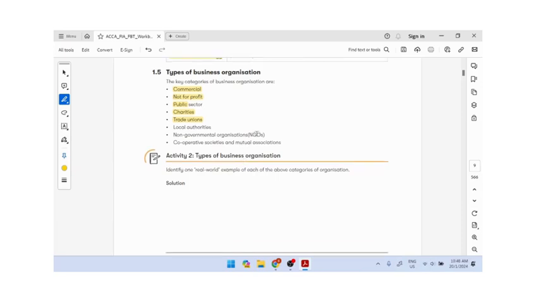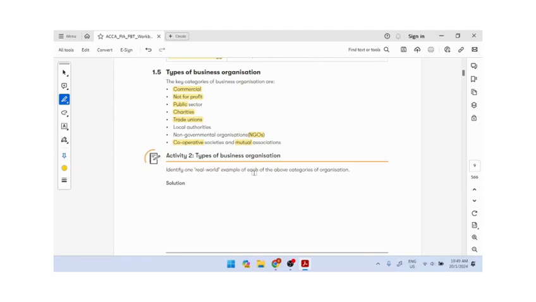Okay, NGO, non-governmental organization. Right. In exam, they like to ask cooperative and mutual association. All right, please take note. Highlight this one. All right, this one, like 90% will ask. They like to ask this. All right, cooperative and mutual association. What is cooperative?